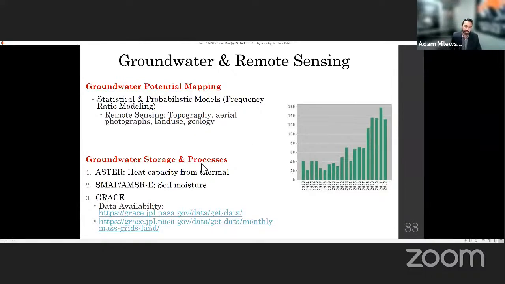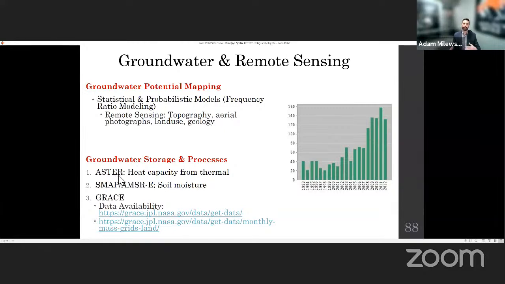The second thing, and probably where you see the most applications of groundwater and remote sensing, is when we're trying to think about groundwater storage and or processes. And I'm going to go over the third one primarily today. I'll just briefly mention these two, and again, I welcome questions in the Q&A.